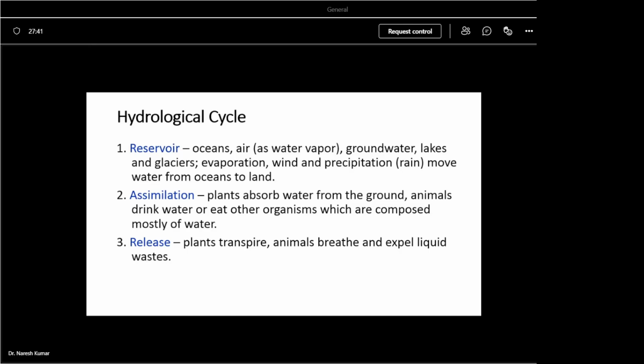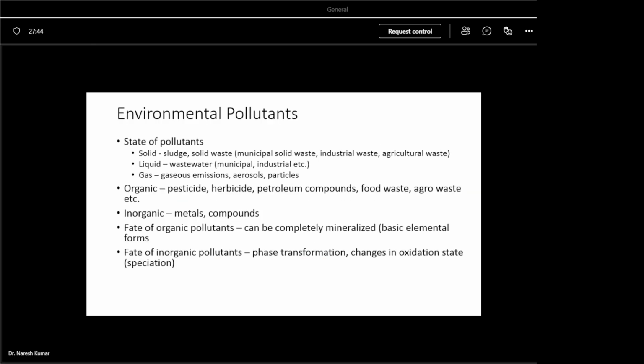So next is environmental pollutants. We have different types of pollutants in the environment. If you want to classify pollutants, you can do that based on the state of matter, whether it is solid, liquid, or gas. Or you can categorize them in terms of their chemistry, whether they're organic or inorganic. If organic, we have pesticides, herbicides, petroleum compounds, food waste, agricultural waste, etc. Inorganic, we have metals and metal compounds, for example.